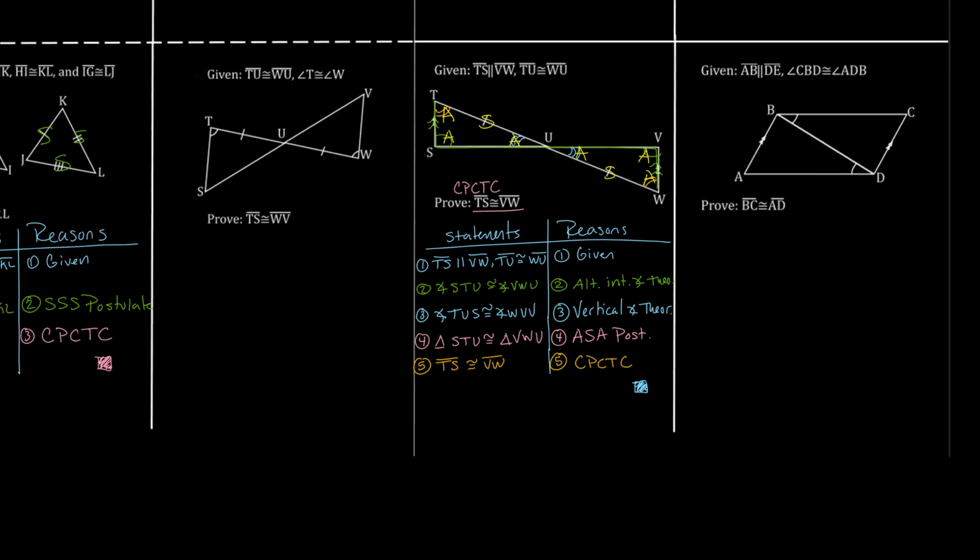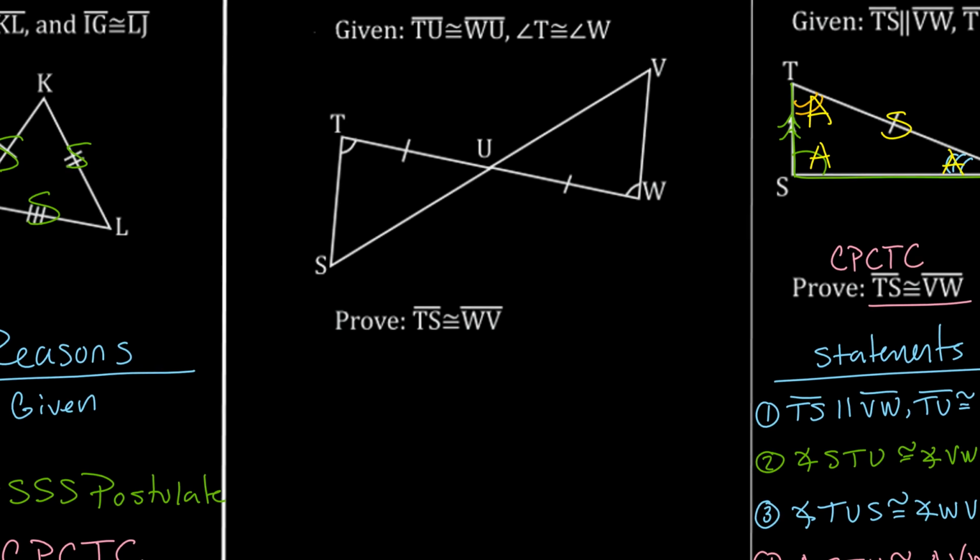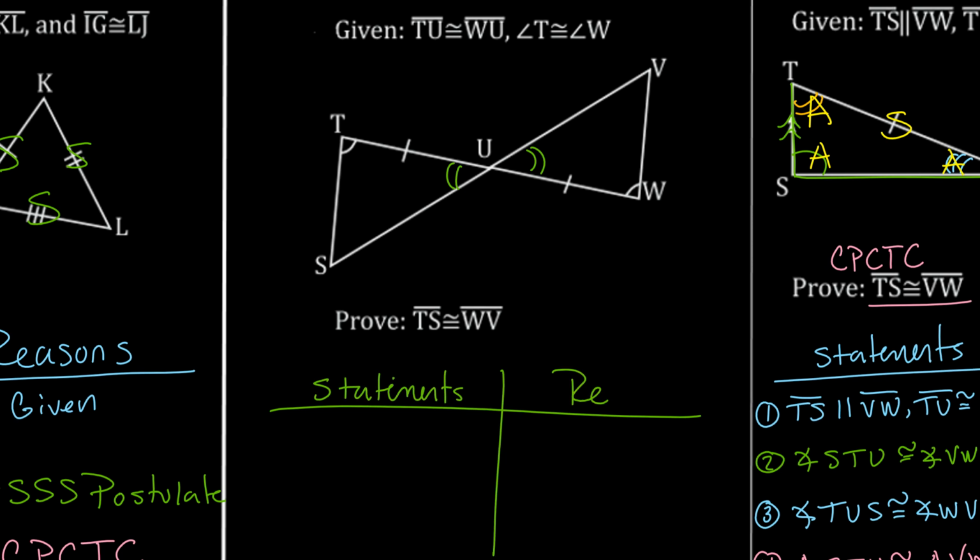All right. So now you guys go ahead and do 2 and 4. All right. So I know that most of you finished number 2, so I'll go over it super quickly here. We have TU is congruent to WU, which it gave us. It already marked them congruent, and T is congruent to W. What is the unsaid thing that is congruent? Vertical angles. So we immediately start writing our proof with our statements and reasons.